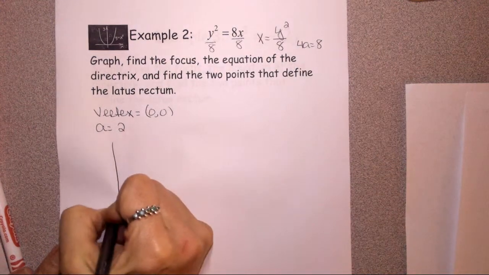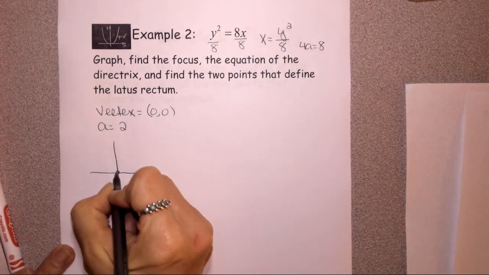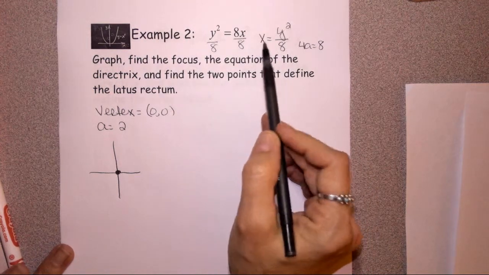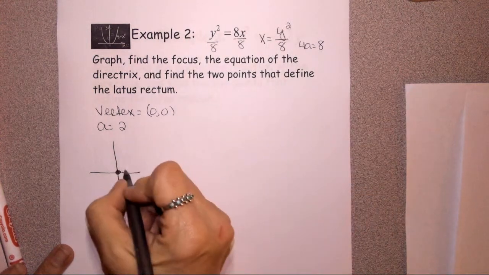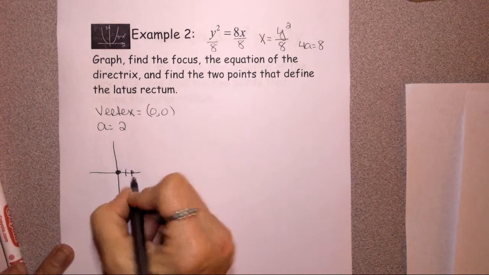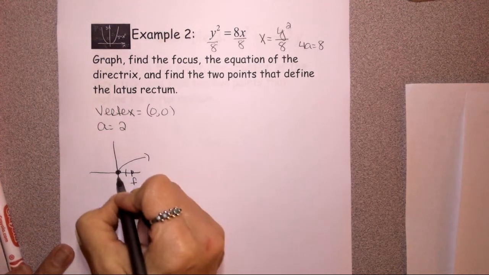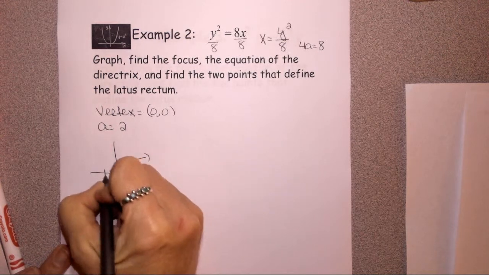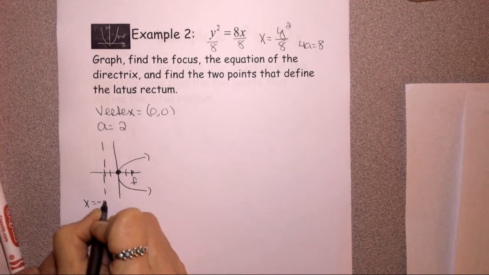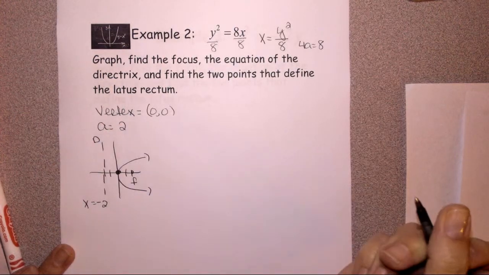Okay, so I'm going to go ahead and graph this. I need a point at 0, 0. It's an x equals, so I know it's going to open to the right. So I'm going to go right 2, because that's my a. And that would be my focus. I'm going to open right. I'm going to go left 2 to get the directrix. And that's x equals -2. I'm going to label that the directrix.